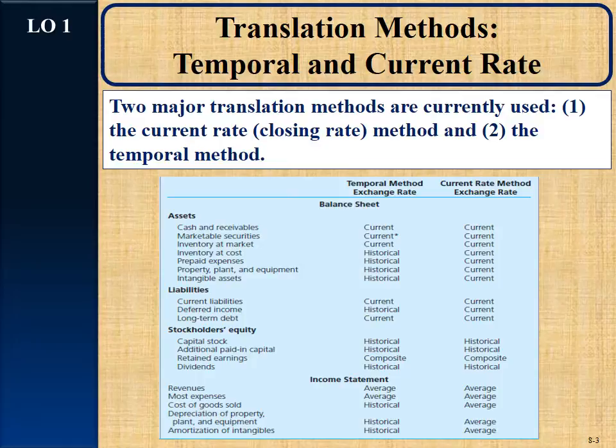Now, under the current rate method, it's mostly the current rate. You can see there, almost all assets and all liabilities use the current exchange rate to convert from the foreign currency to the dollar. Capital stock and additional paid-in capital and dividends are treated the same as under the temporal method. As far as the income statement conversion goes, use the average rate for the year. So the temporal method is more complex. It's more involved because you're using different types of rates, where the current rate method is pretty straightforward.